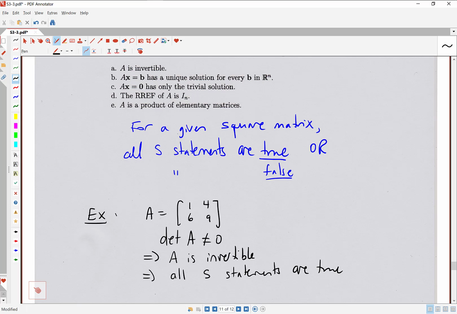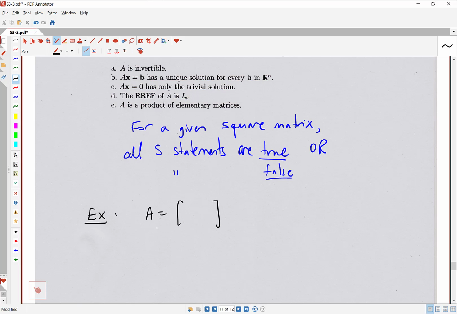So that tells us that any system of the form AX equal B is going to have a unique solution for any choice of B. So as long as this is our coefficient matrix, that system is going to have a unique solution. That forces AX equals 0 to have only the trivial solution. It tells us that if you put this matrix into RREF, you will get the identity matrix. And it also tells us that you can write this matrix as a product of elementary matrices.